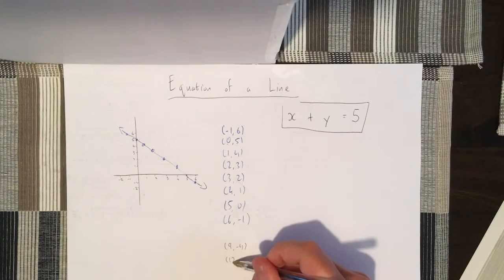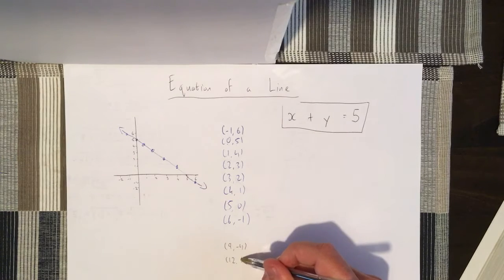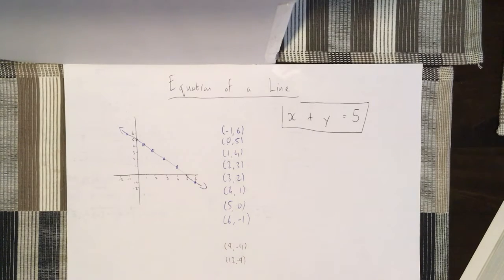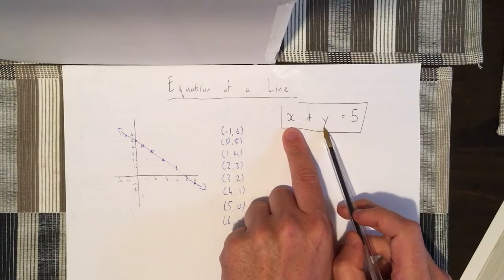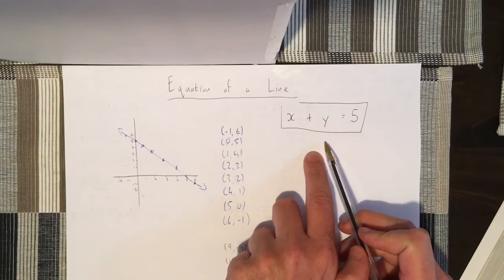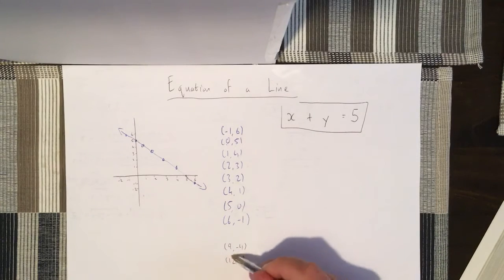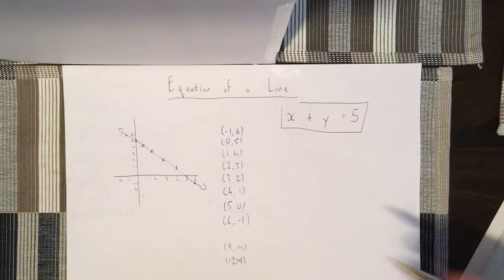What if I go down and do 12, minus 9? Is that on it? Well, 12 plus minus 9 is equal to 3. It's not equal to 5. So 12, minus 9 is not on that line. All right. So to be on that line, the x and the y value need to add together to give you 5. Okay. Now, the equations are going to get a little bit more complicated than that.